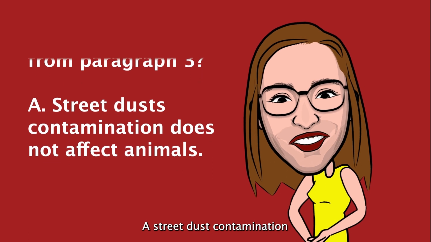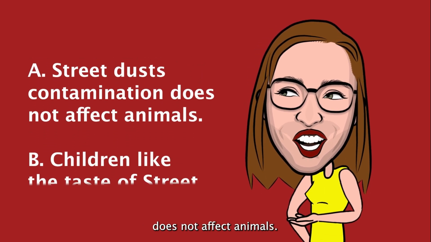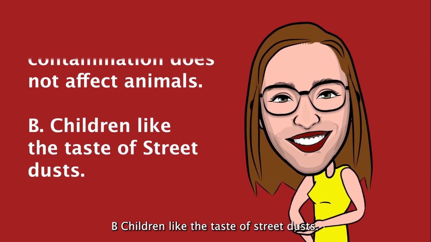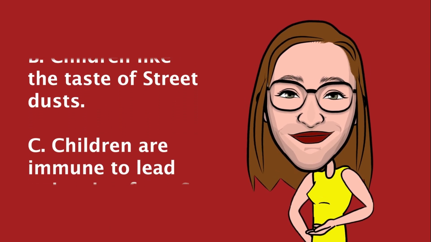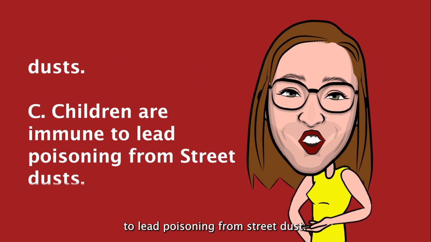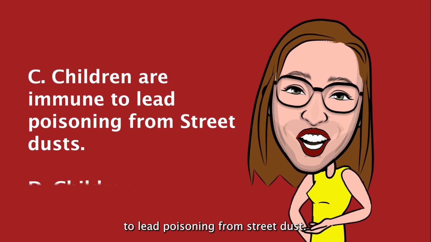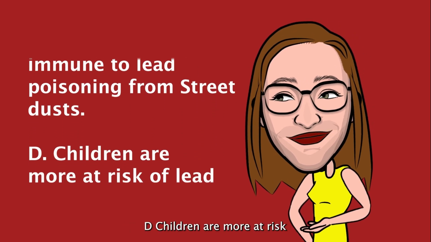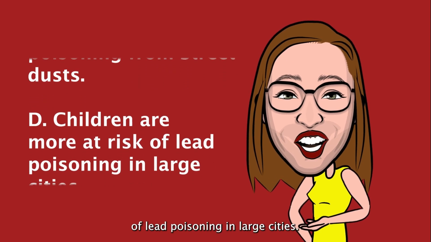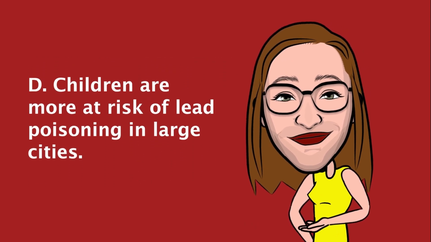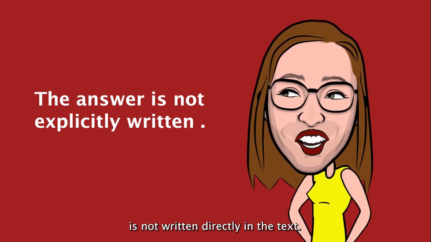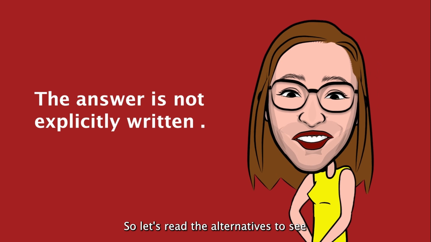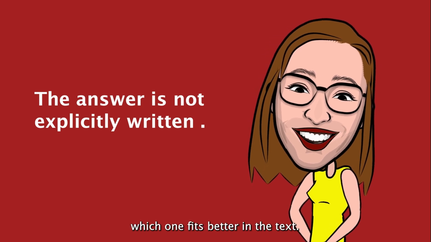A. Street dust's contamination does not affect animals. B. Children like the taste of street dusts. C. Children are immune to lead poisoning from street dusts. D. Children are more at risk of lead poisoning in large cities. We already know that the answer is not written directly in the text, so let's read the alternatives to see which one fits better in the text.